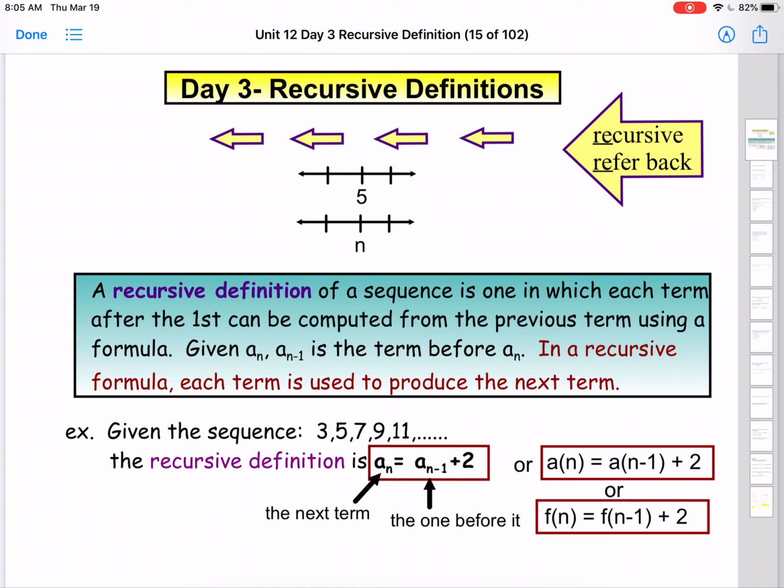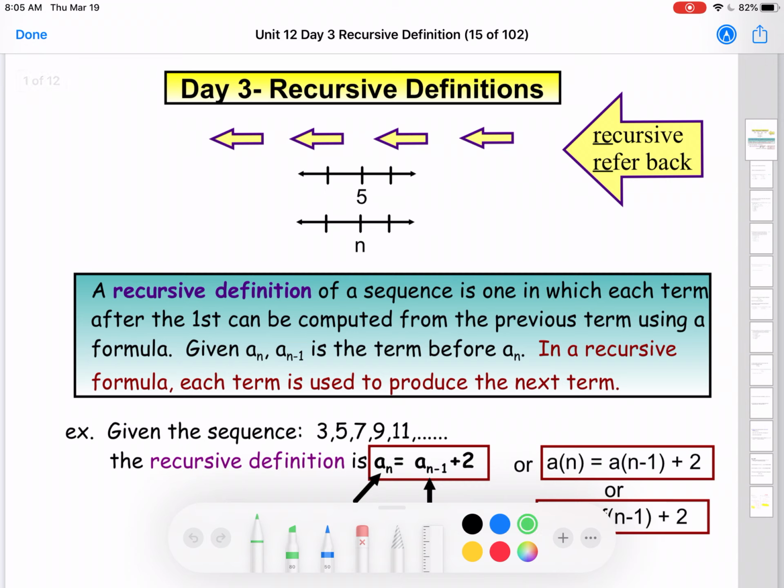Okay, so a recursive definition. So the first thing I want you to look at is right here, recursive, refer back. A recursive definition is just going to be another way to write a rule for a sequence. It's different than using those two explicit formulas.